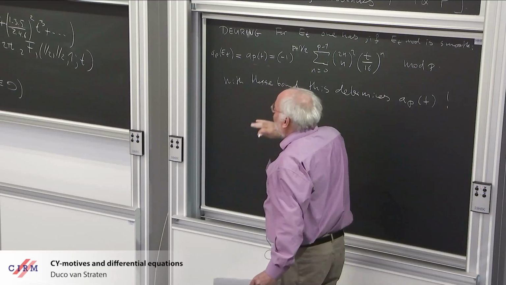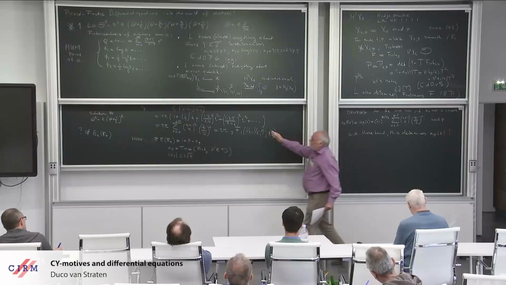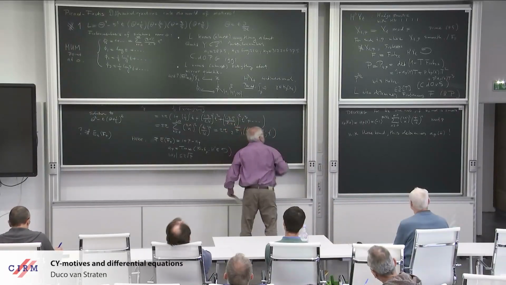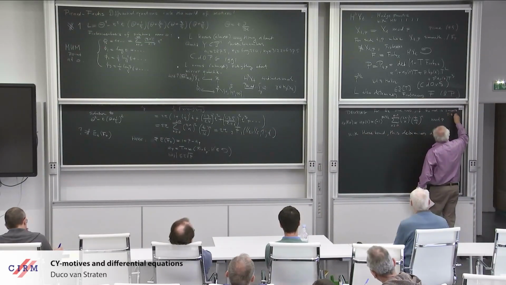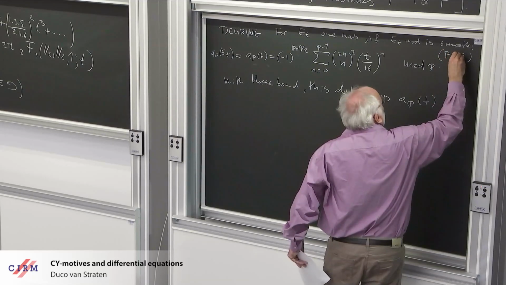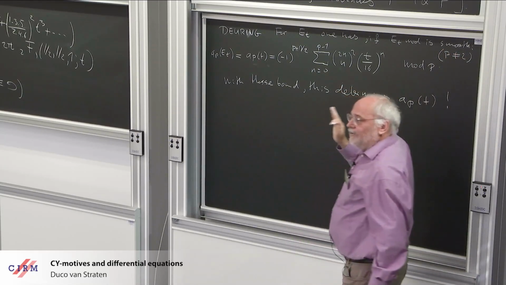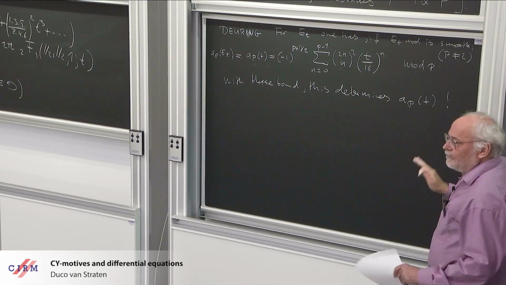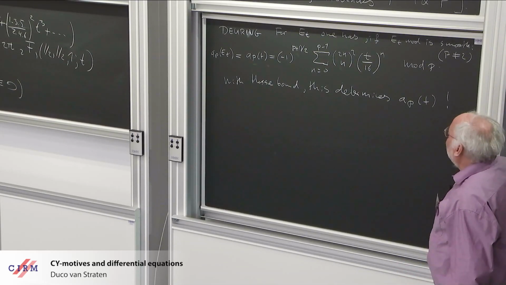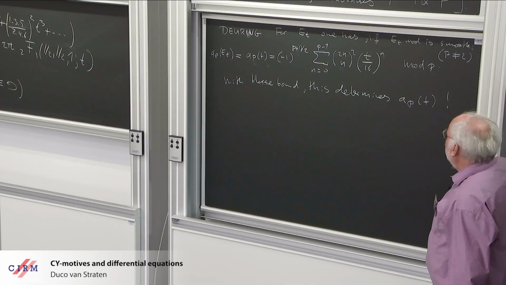So p cannot be 2 here, of course, because we divide by 2. P is not 2. There are usually exceptional primes which have to be avoided. I will not be able to say this at every point in this talk.